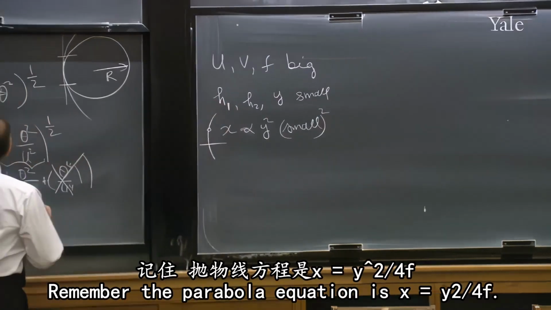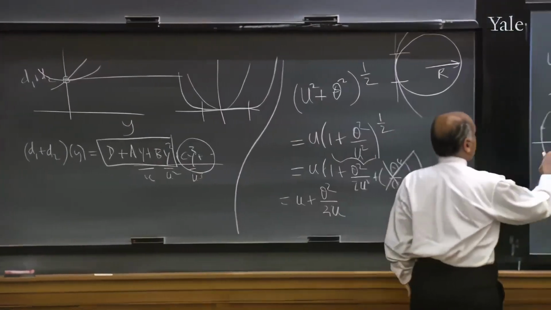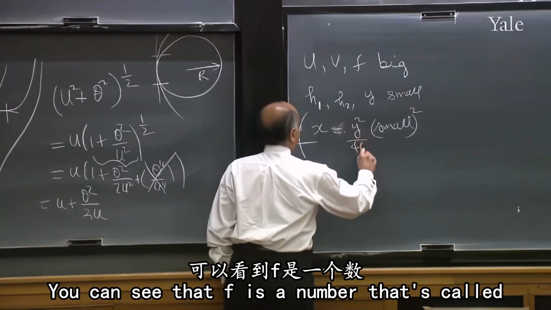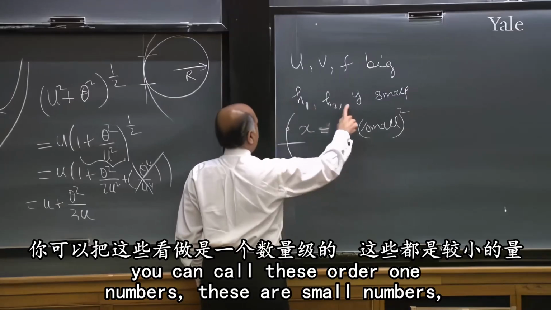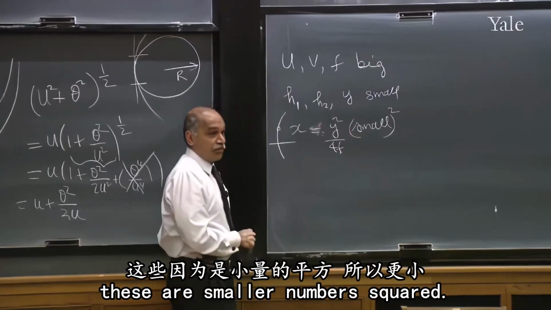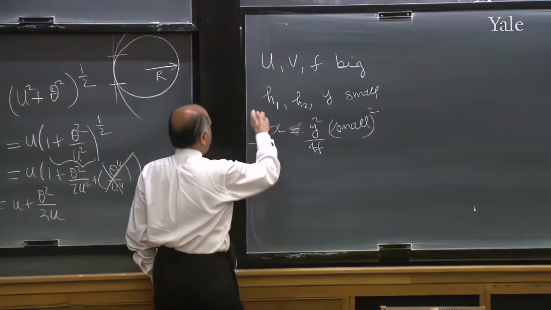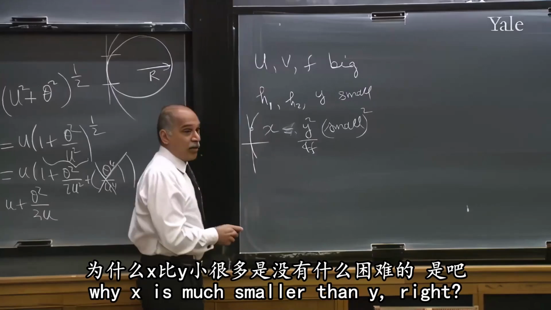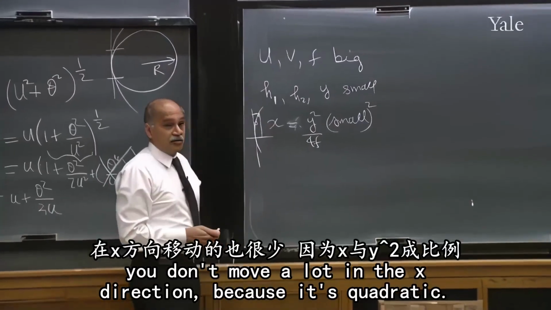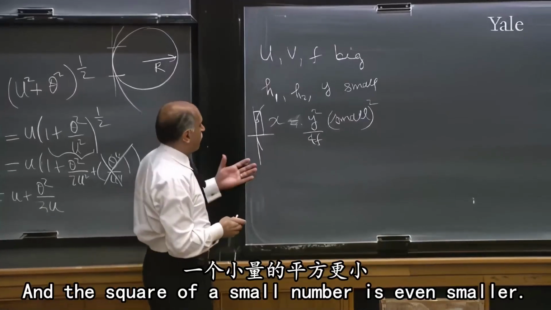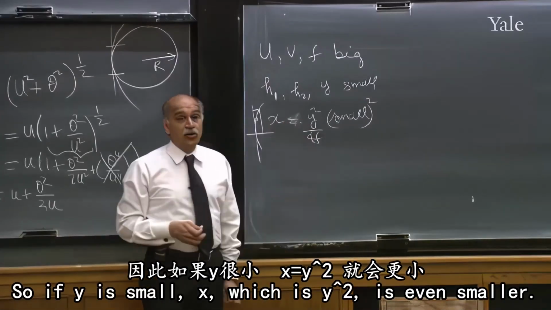Remember the parabola equation is x is equal to y squared over 4f. In fact, let me write it exactly. You can see that f is a number that you can call an order 1 number. These are small numbers. These are smaller numbers squared. So in all these calculations, I think you have no trouble seeing why x is much smaller than y, right? The shape of the parabola is that if you climb a lot of height, you don't move a lot in the x direction because it's quadratic. And the square of a small number is even smaller. So if y is small, x, which is y squared, is even smaller.